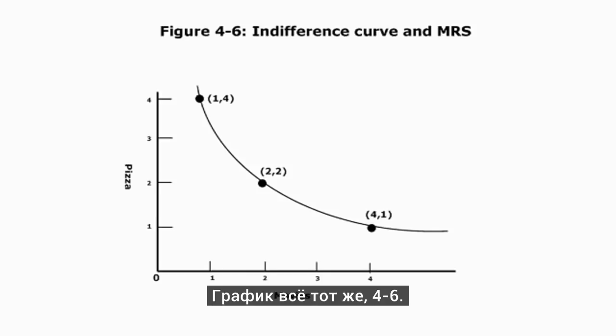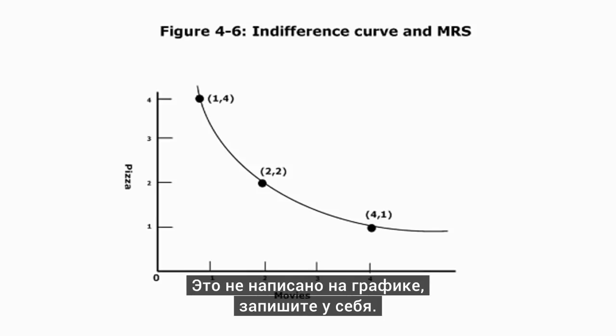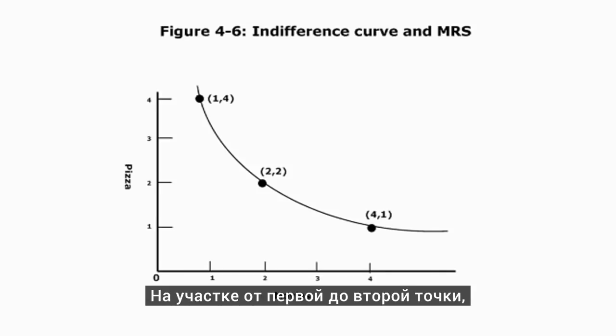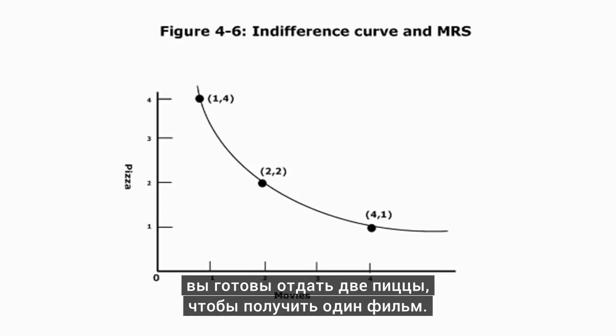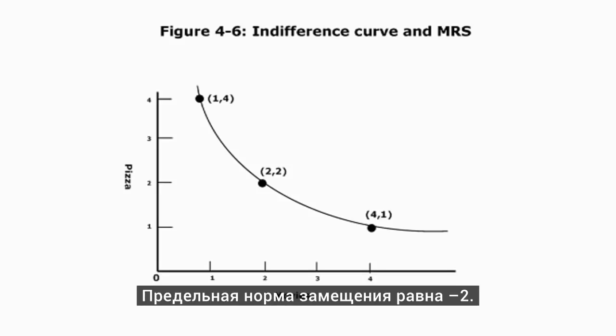This is the same graph, figure 4-6. This isn't on the graph, you have to write it on. So going from that first point to that second point, you're willing to give up 2 pizzas to get 1 movie. So that marginal rate of substitution is -2.